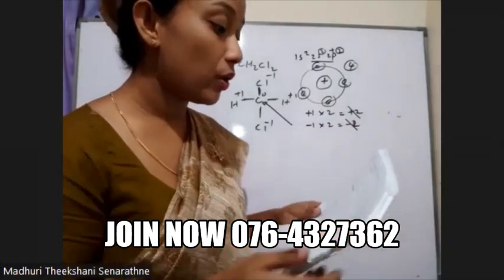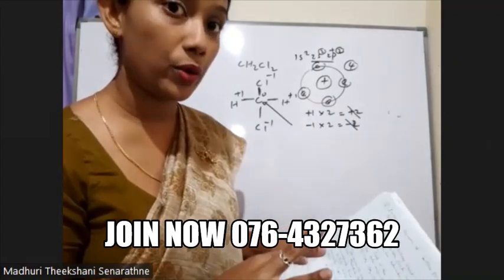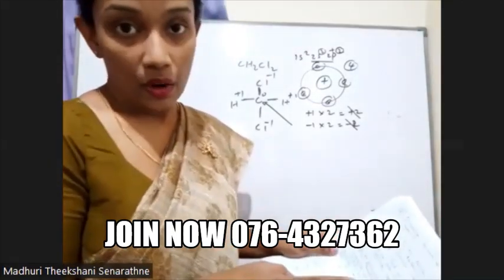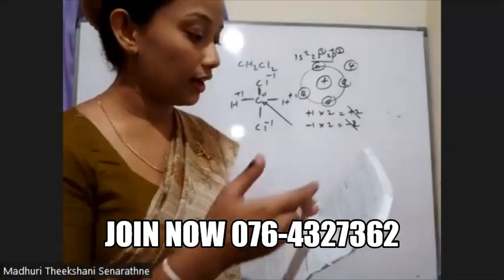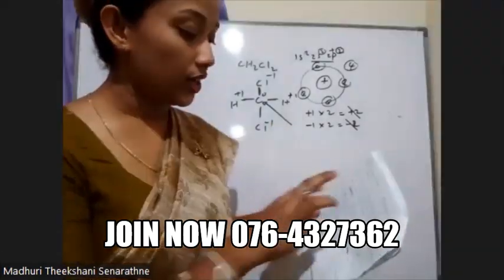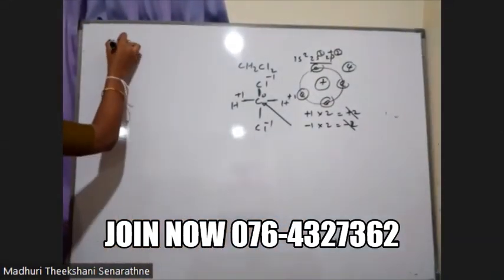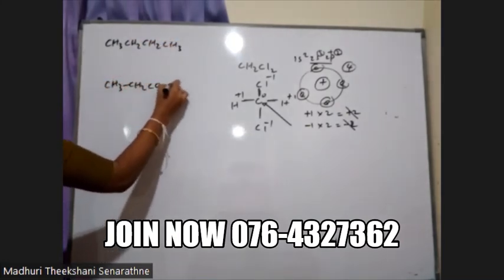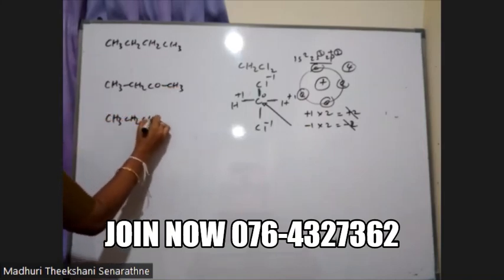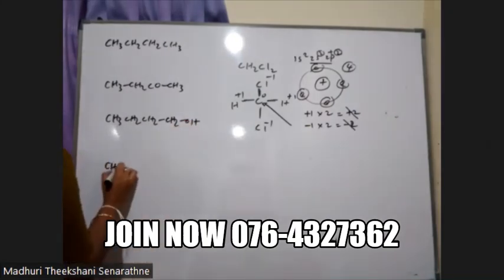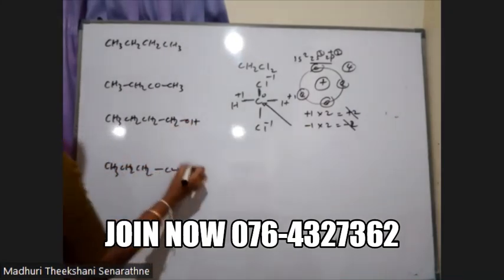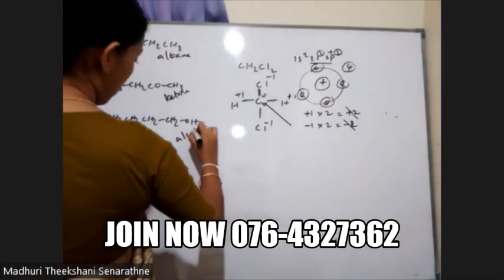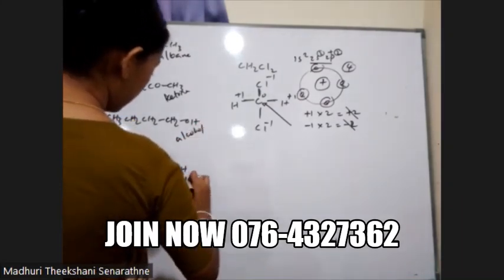Increasing sequence of boiling points of compounds. When we are talking about boiling points as well as melting points, we have to think about the intermolecular interactions or intermolecular forces between molecules. What are the compounds? First, CH3CH2CH2CH3, then CH3CH2COCH3, then CH3CH2CH2CH2OH, and again CH3CH2CH2COOH. This is an alkane, this is a ketone, this is an alcohol, and this is a carboxylic acid.